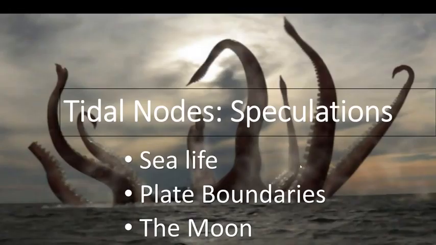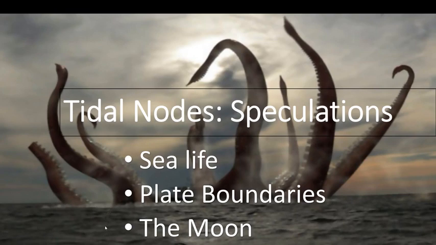I have a few speculations about what tidal nodes are. They could be sea life living deep under the water that's affecting the movement of the water somehow. I've put in the background my favorite sea life, which is the kraken. It's a fantasy sea life because it's so giant. Nothing that giant exists that we know of. Or plate boundaries. It could just be where tectonic plates collide and move against each other. The same thing that seems to cause volcanoes and earthquakes could also be causing the tides.